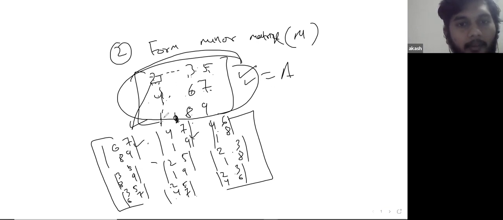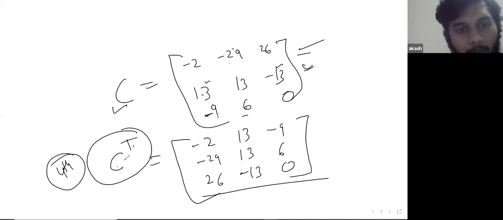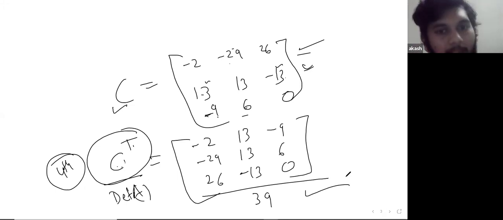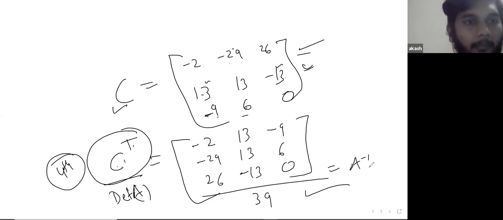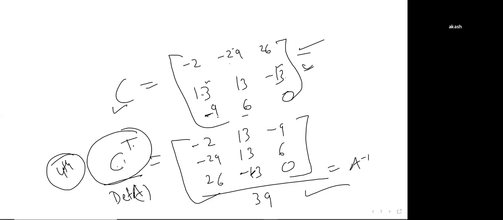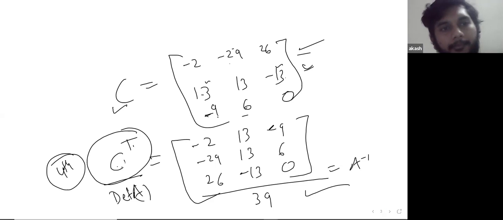2, 3, 5, 4, 6, 7, 1, 8, 9. The determinant of this is 39. Okay. So now divide this cofactor matrix by the determinant of A and you have the answer. This is the inverse of A. Are we clear? Are we clear? Okay.